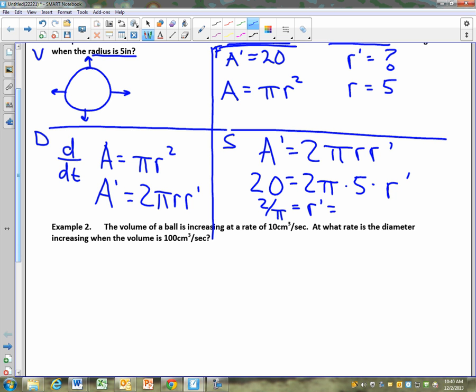Or you could write it like this: 2 over pi, and we need the unit here. We're talking about the radius, so it's going to be inches per minute. The area is inches squared per minute. The radius is just going to be one dimensional, so it's just going to be inches per minute. If you want to leave it as 2 over pi, or if you want to leave it as 0.6 inches per minute, either way is fine. I'll accept either. Okay.